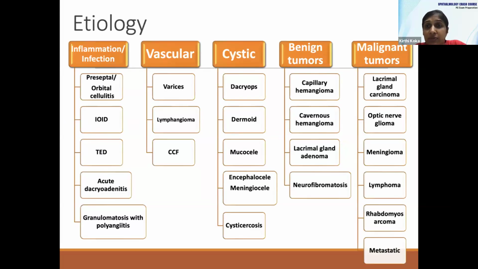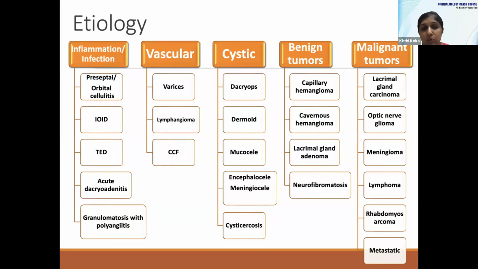I mentioned that you can classify it based on the etiology: inflammatory, vascular, cystic, benign, and malignant. For inflammatory, we know common ones are going to be your cellulitis. Then other inflammatory things are going to be IOID and thyroid eye disease. Then you can have even systemic granulomatosis with polyangiitis.